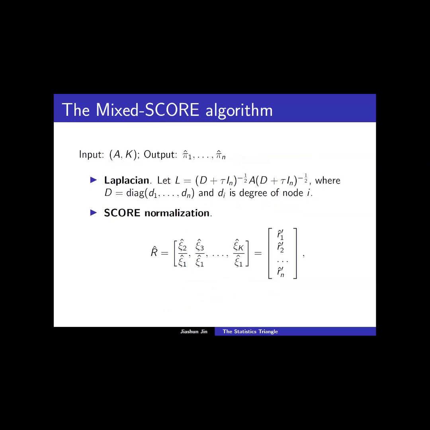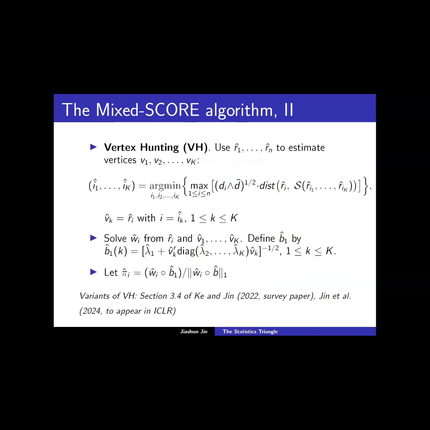Okay, the final procedure, two slides. You apply the Laplacian first. You obtain the empirical eigenvectors and do the score normalization, exactly as before. Then you do vertex hunting to estimate the vertices. See the survey paper; we have several methods there. The one we are going to use later is this algorithm.